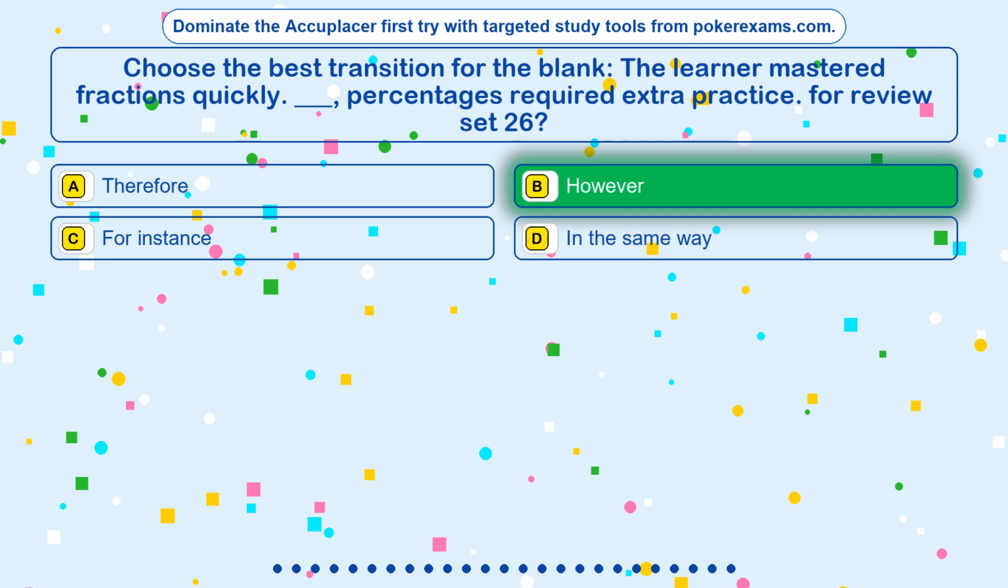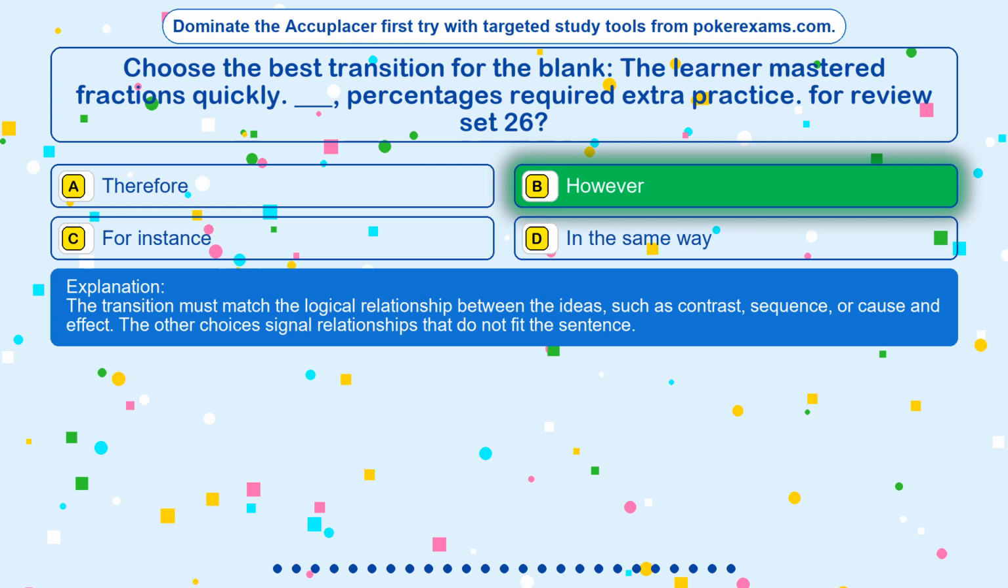The correct answer is option B. However. The transition must match the logical relationship between the ideas, such as contrast, sequence, or cause and effect. The other choices signal relationships that do not fit the sentence.